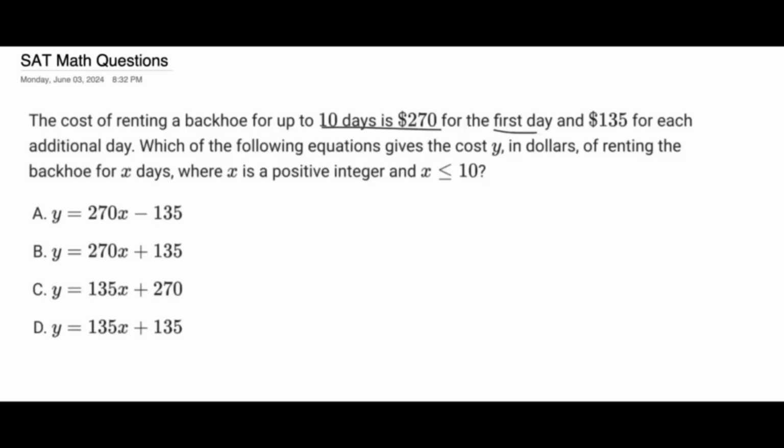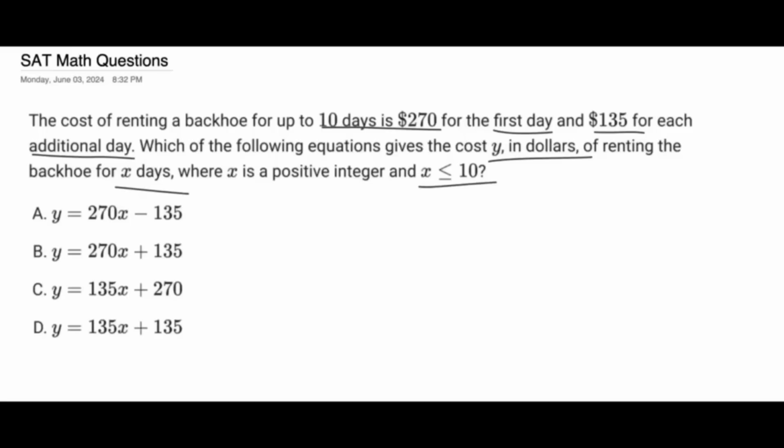The question says the cost of renting a backhoe for up to 10 days is $270 for the first day, and then it is an additional $135 for each additional day after that, up to 10 days. So which of the following equations gives the cost y in dollars of renting the backhoe for x days, where x is a positive integer that is less than 10, but it can be equal to 10.